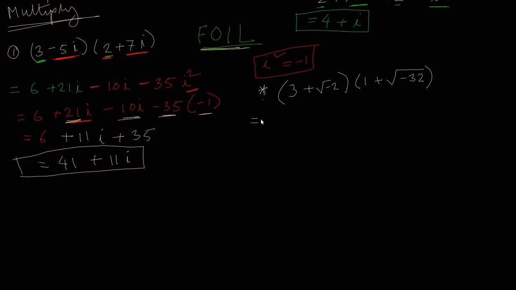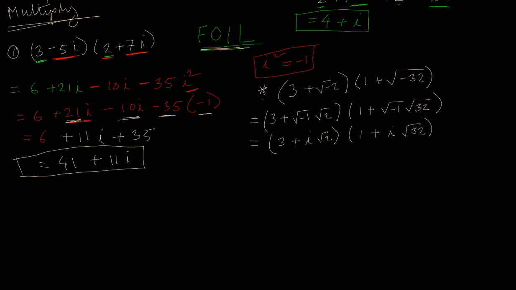So let us see what I have. I have here 3 plus, so square root of negative 2 is what? Square root of negative 1 times square root of 2, right? And then 1 plus square root of negative 1 and square root of 32. So here I have 3 plus i square root of 2, and here I have 1 plus i square root of 32. Okay, so now let's multiply one by one.